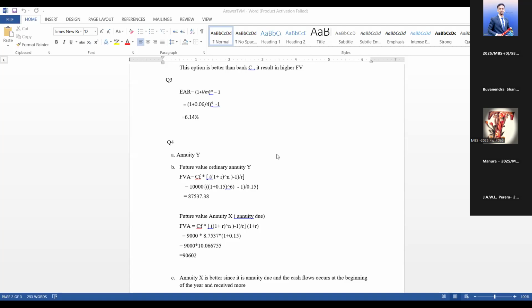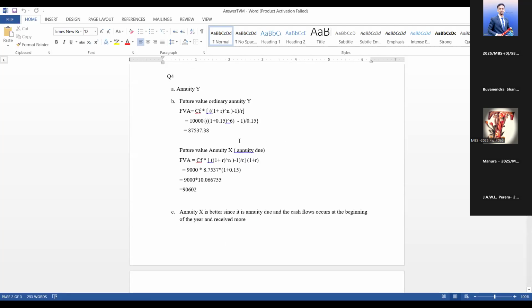So in the case of X and Y, you can see the answer here. For the future value of the ordinary annuity, I take the equation directly and use the calculator. So you can see, 1 plus i, that is 15%, to the power 6, minus 1, divided by 0.15, again i. So it becomes 87,537.38. Here the cash flow is 10,000 in the case of Y.